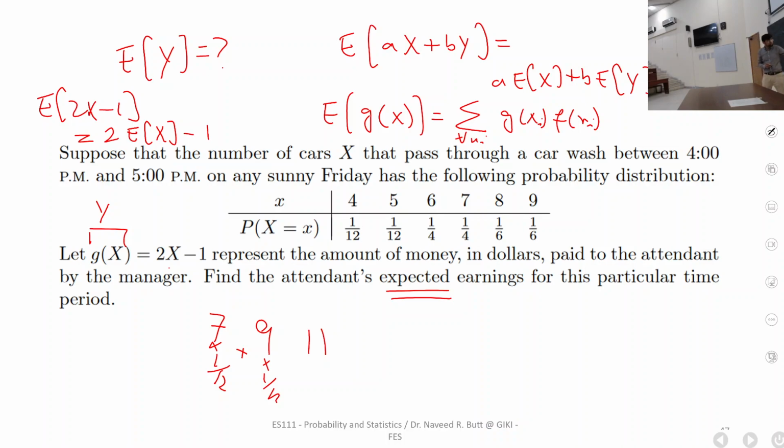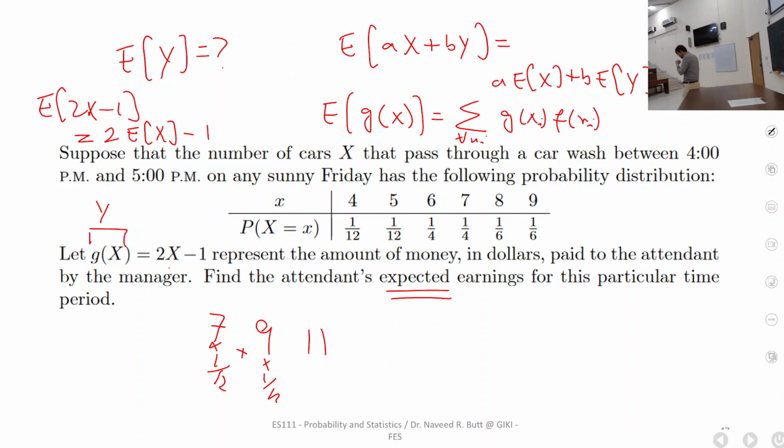If you do it like this, then you don't even need to calculate sine 7, 9, 11, because now you have rewritten the expected value of y in terms of the expected value of x. And the expected value of x you can directly do from here: 4 times this, plus 5 times this, plus 6 times this, and so on. Whatever value you get, put that here, multiply by 2, minus 1, and you get the same answer.